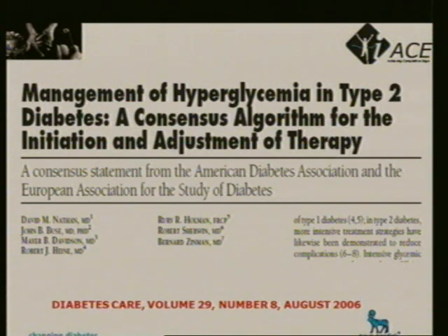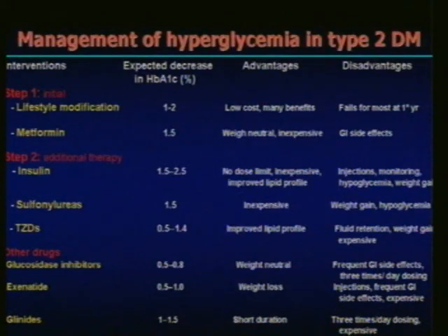So this is a consensus statement, an algorithm for the initiation and adjustment of insulin therapy. As one can see in this statement on the management of hyperglycemia in type 2 diabetes, the first step is, of course, lifestyle modification, and metformin is the prime drug used as an oral antidiabetic agent in the treatment of type 2 diabetes. And additional therapy, if you can notice, insulin forms an important part of step 2 or additional therapy, where it can be used straight after the failure of metformin to control diabetes, and it has potential to reduce HbA1c by 1.5 to 2.5%.